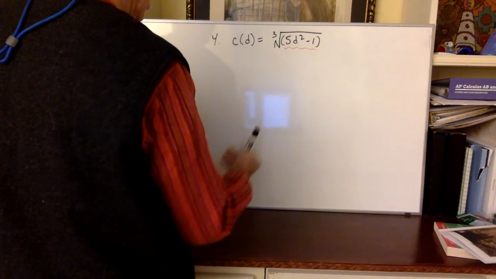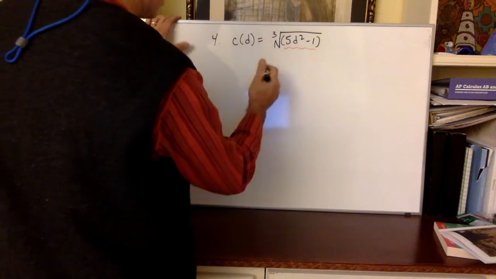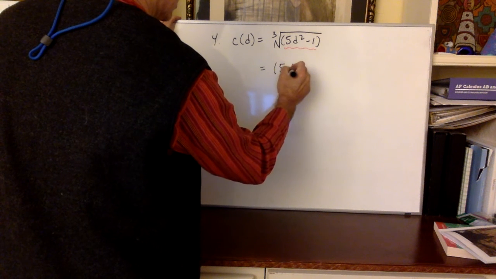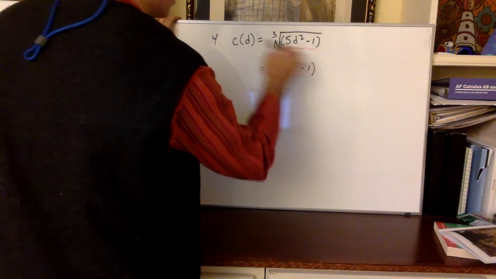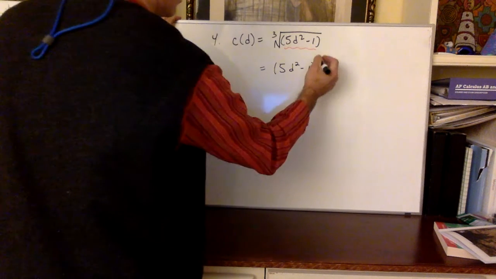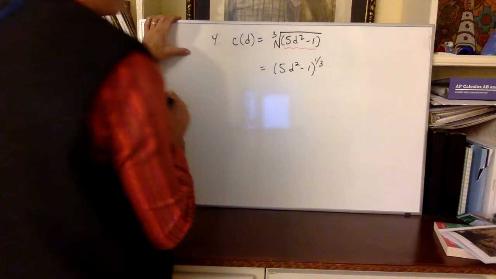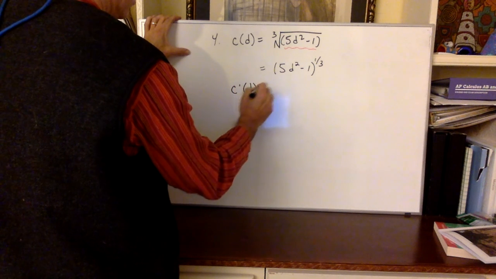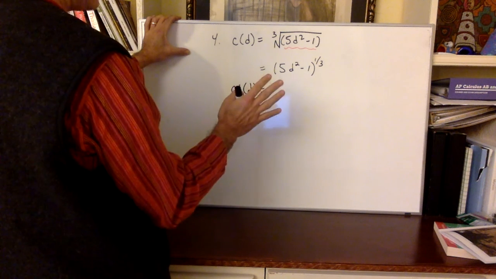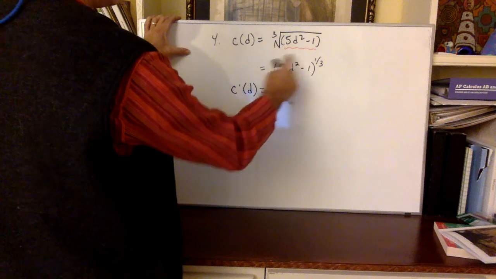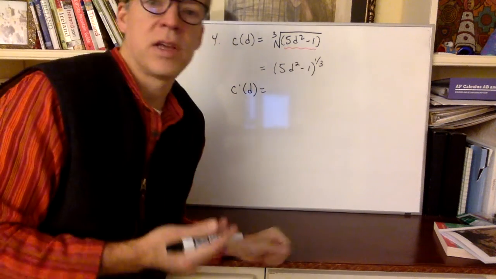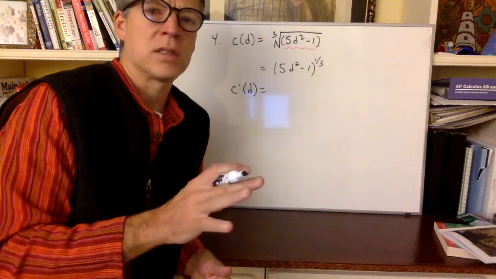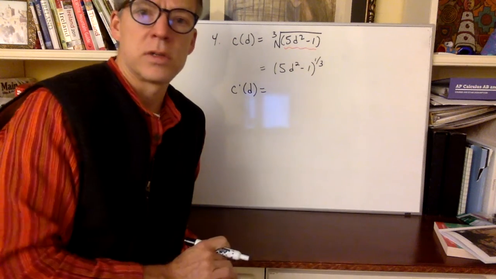Anyway, let me rewrite this. Since we're going to take the derivative, it's helpful to rewrite things in exponential notation rather than rational. So there I go. Now when I take the derivative, the chain rule says, take the derivative of the outside, but leave the inner untouched. So I just think of the inner as a big old blob, a big old X. I've got a blob to the 1/3 here.